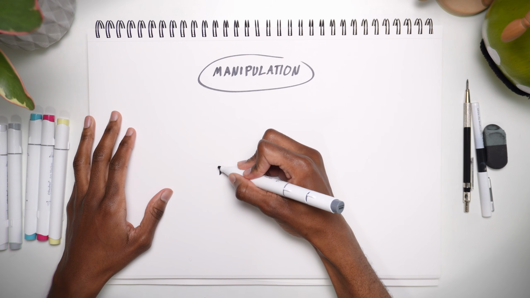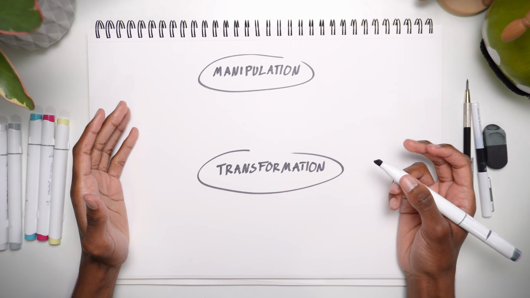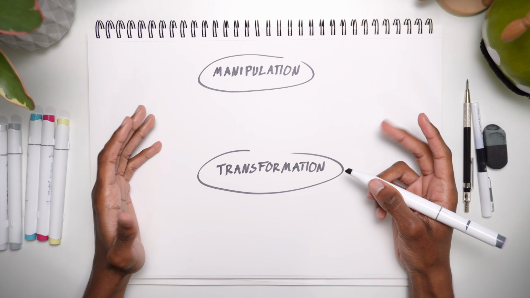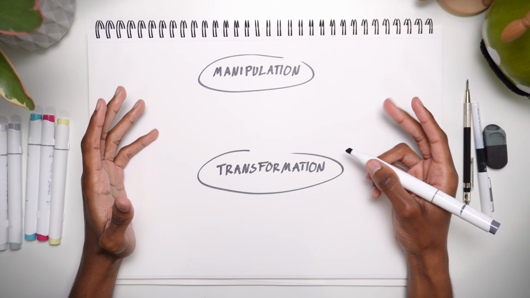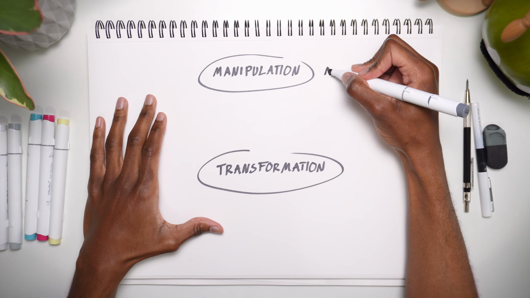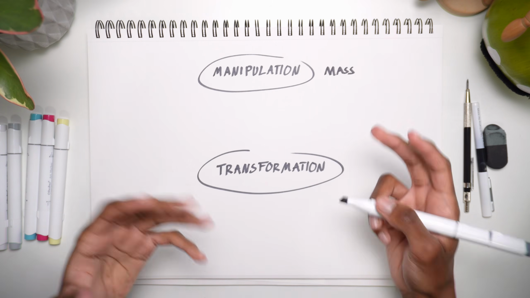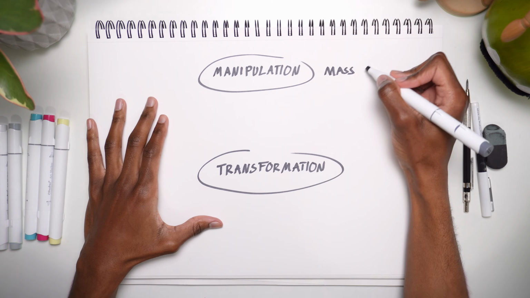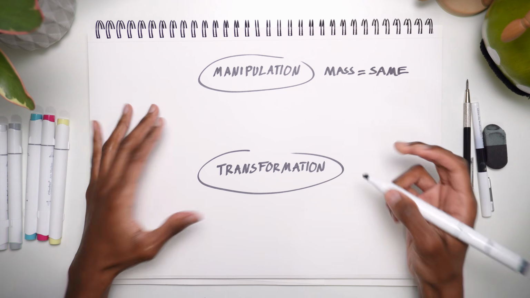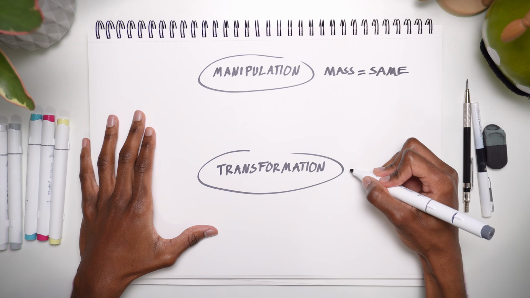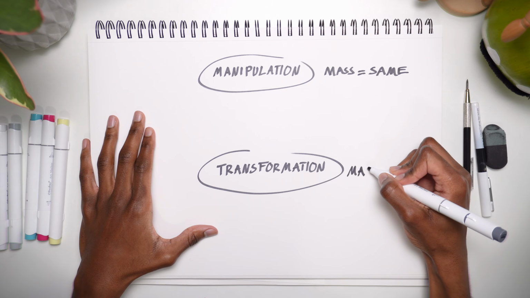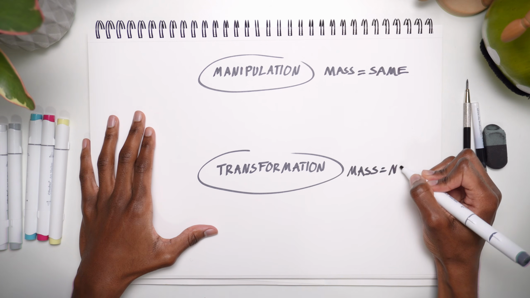There are two main ways to change a shape. The first is via manipulation, and the second is transformation. For the purpose of this course, we'll define a manipulation as a change that maintains the mass of an object. So the mass, how much object there actually is, the amount of particles that make up the object, remains the same despite the change. Now, a transformation is any change whereas the mass of the object does not remain the same.